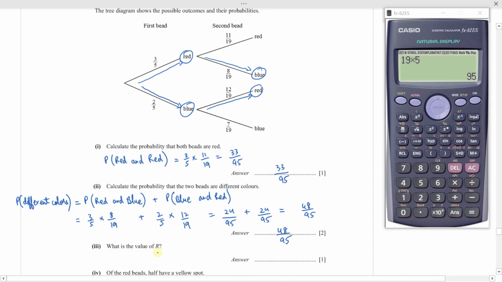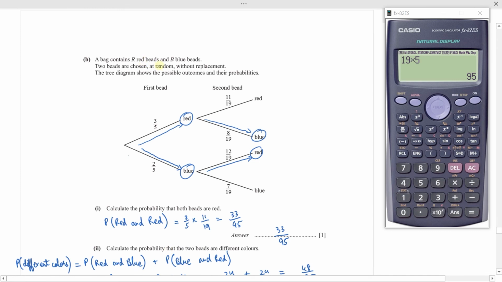Part 3 is: what is the value of R? So R is the number of red beads. So let me just erase this. In the first try, the probability of getting a red is 3 by 5. But in the next one, the probability of getting a red is 11 over 19. So we are doing it without replacement. That means that when you go from this to this, you subtract 1, right? So if you got a red the first time, you subtract 1 from the total number of reds to get the numerator, and you subtract 1 from the total number of beads that you have, both red and blue, to get this number 19.